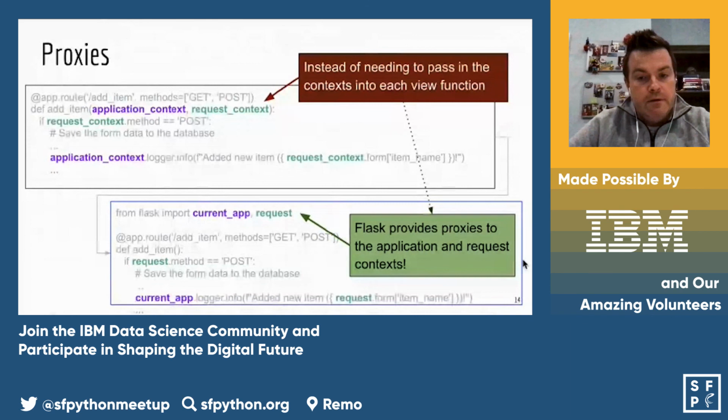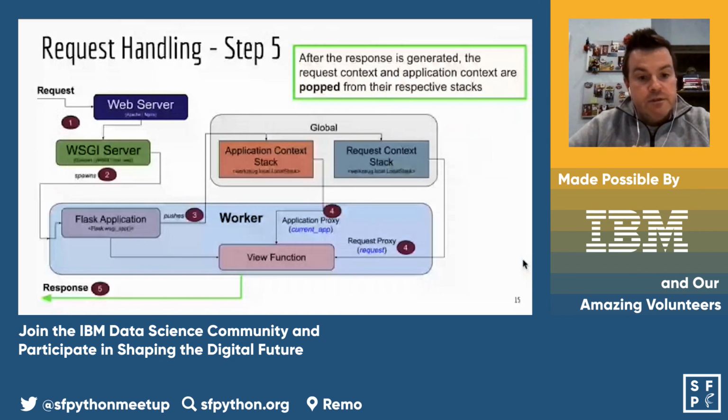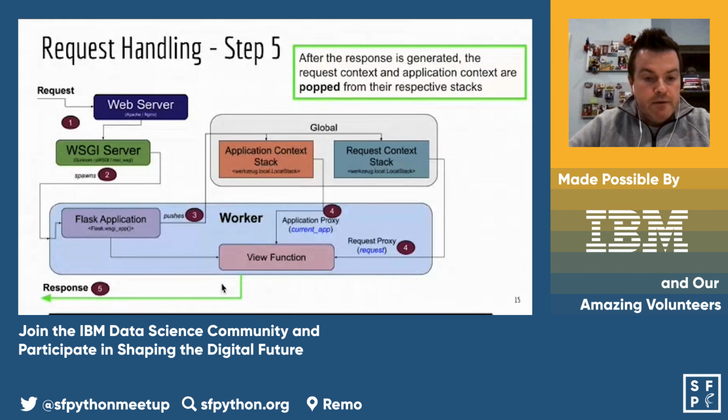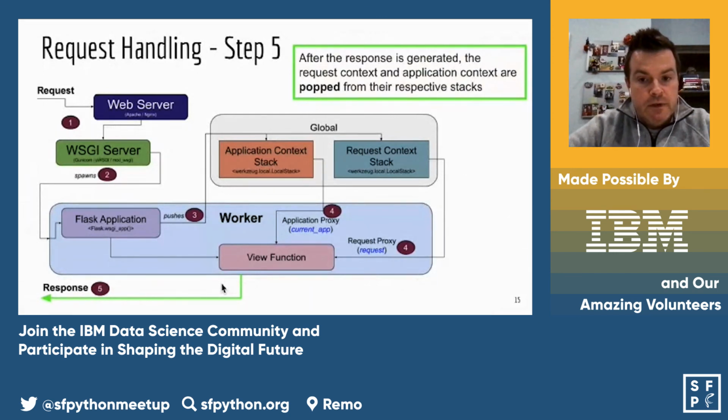Okay. So back to this diagram. Step 5, we're now at the point where the view function has generated a response, and that response gets sent back out and up through the WSGI server or web server and then back out to the web browser. Once the response is generated, the request context and the application context both get popped from their respective stacks. That's the cleanup step once you're done processing the request.